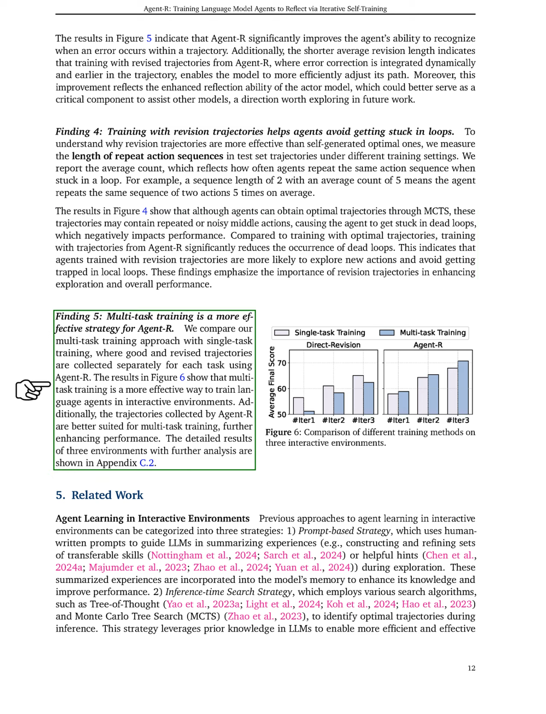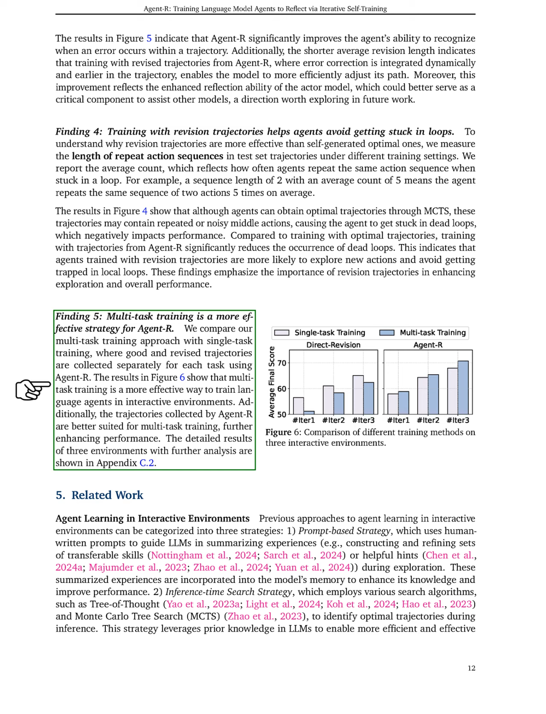Finding 5 demonstrates that multitask training is a more effective strategy for Agent R. We compare our multitask approach with single-task training, where we gather good and revised trajectories separately for each task. The results indicate that multitask training is superior for training language agents in interactive settings. Additionally, the trajectories collected by Agent R are particularly well suited for this approach, further boosting performance. Detailed results from 3 environments and additional analysis can be found in the appendix.